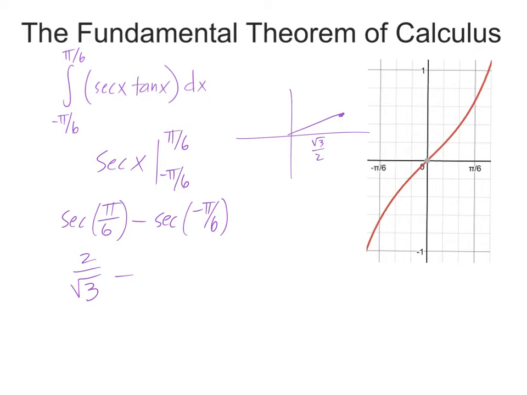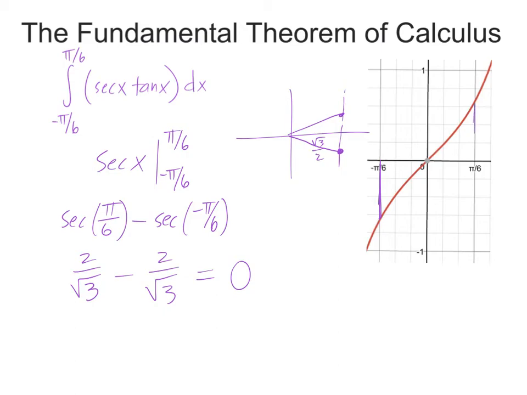Then I have secant of negative pi over 6. Well, negative pi over 6 is here. And it has the same cosine, therefore it has the same secant. It's also 2 over the square root of 3. And when I subtract those two, obviously I get 0, which might seem like a mistake at first, but remember, area underneath a curve is considered negative when you're integrating.